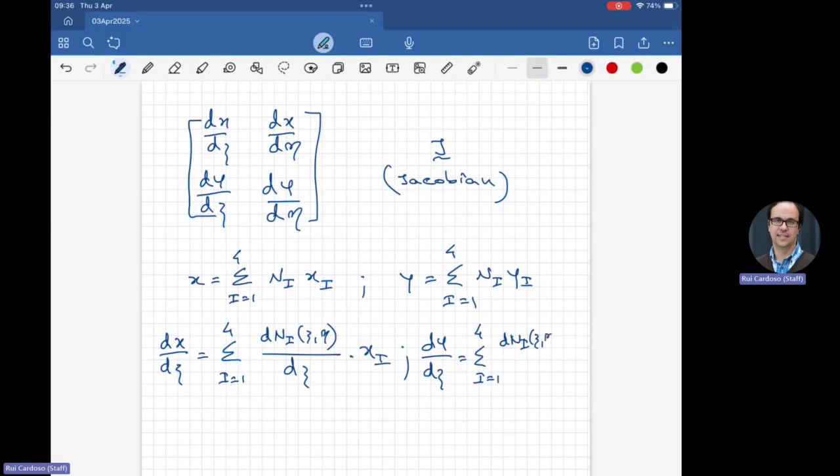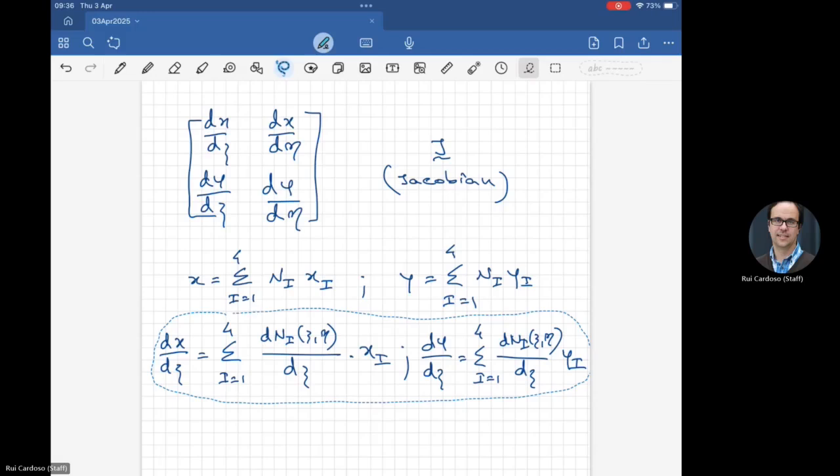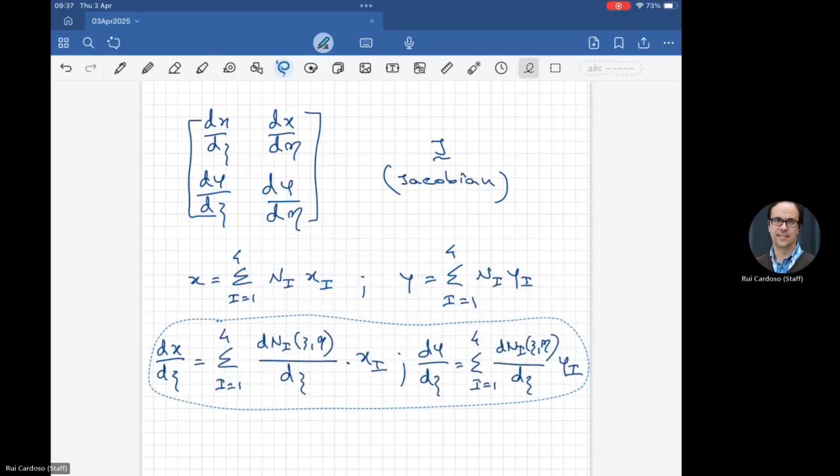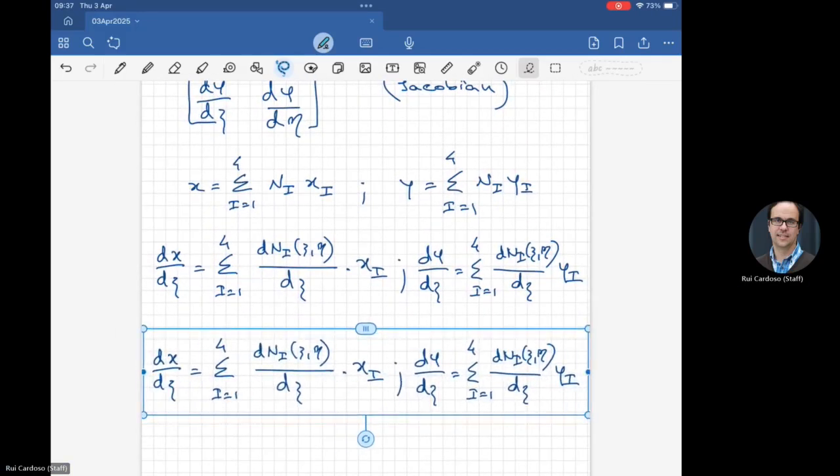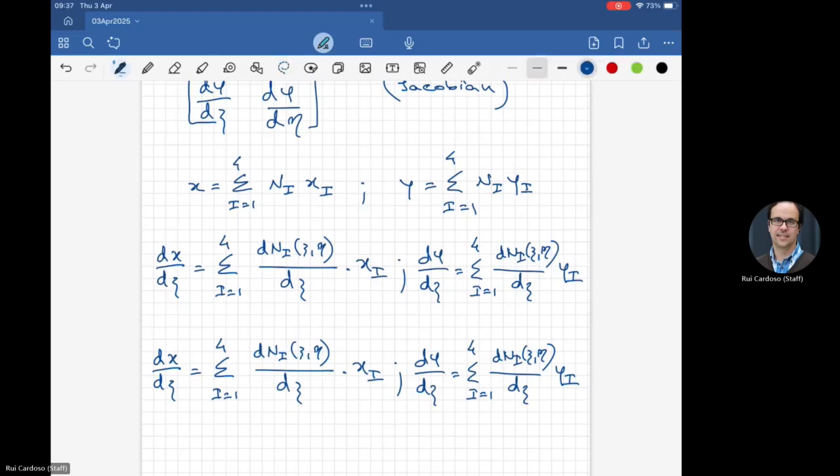Derivative of this in order to c, and for the derivative in order to eta, copy this and change this quickly. So for the derivative in order to eta, I just need to differentiate now in order to eta, right?